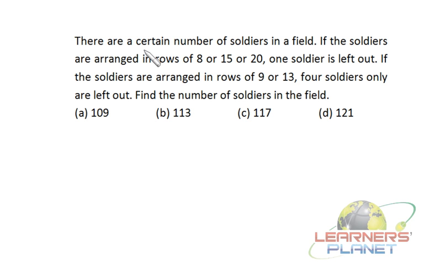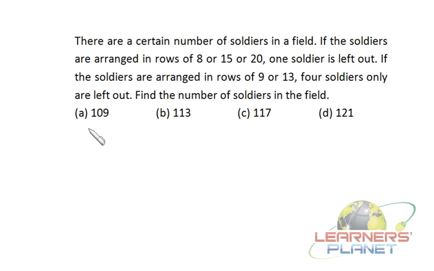In this question, there are a certain number of soldiers in a field. If the soldiers are arranged in rows of 8 or 15 or 20, one soldier is left out. If the soldiers are arranged in rows of 9 and 13, 4 soldiers are left out. Find the number of soldiers in the field. Friends, definitely we have to find a number which is a multiple of 8, 15 and 20. Then we have to add 1 to that. It will be a really lengthy process.